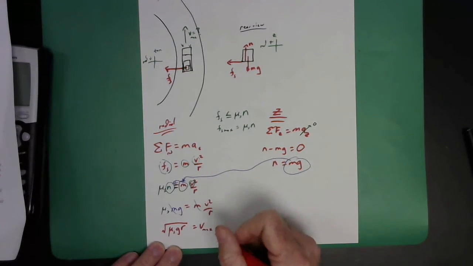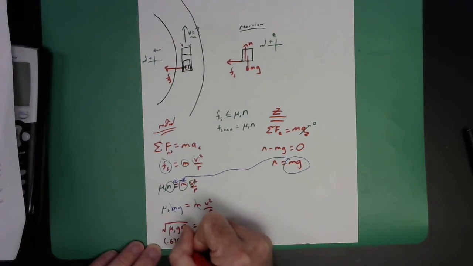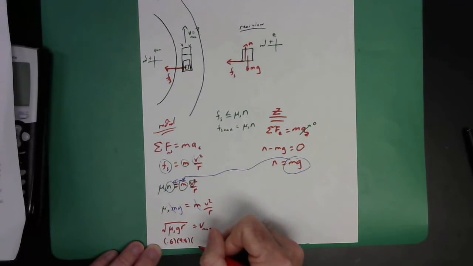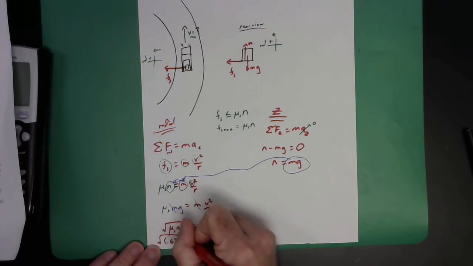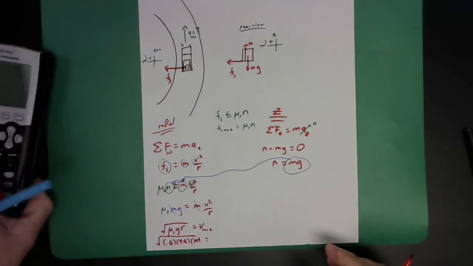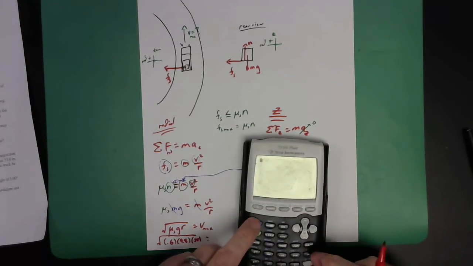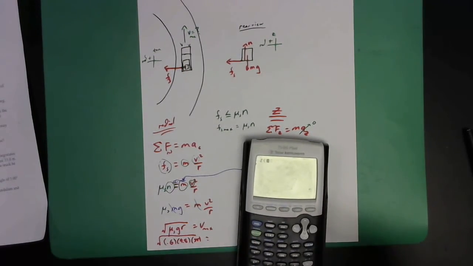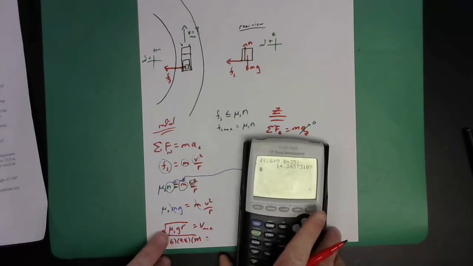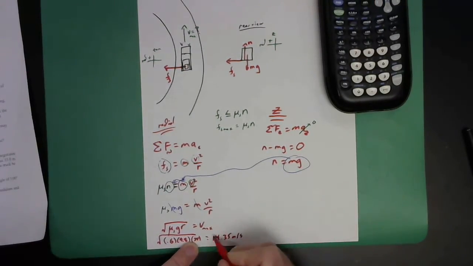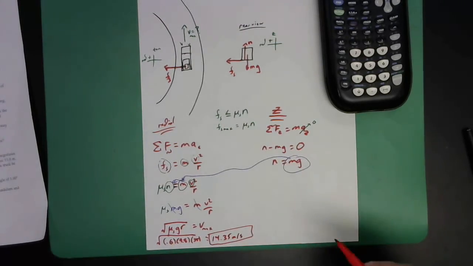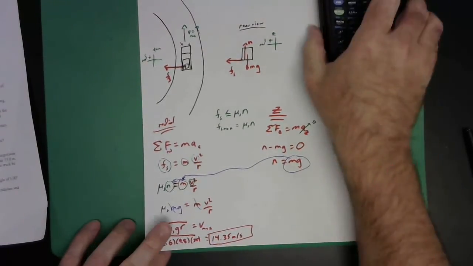And so that v max, I can plug in my values: 0.6 times 9.8 times a radius of, what was the radius in this one? 35 meter radius turn. It's a nice wide turn. Square root. Okay, punch that in my calculator. Square root of the quantity 0.6 times 9.8 times 35. Bam. 14.35 about. So 14.35 meters per second is my maximum velocity to keep that crate of eggs from sliding in the back of the pickup truck. The end.